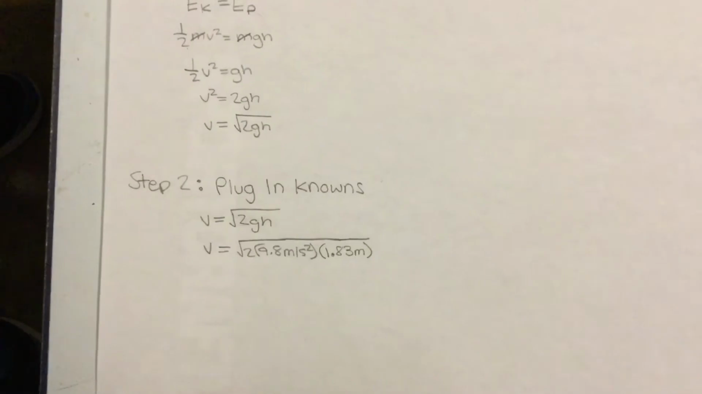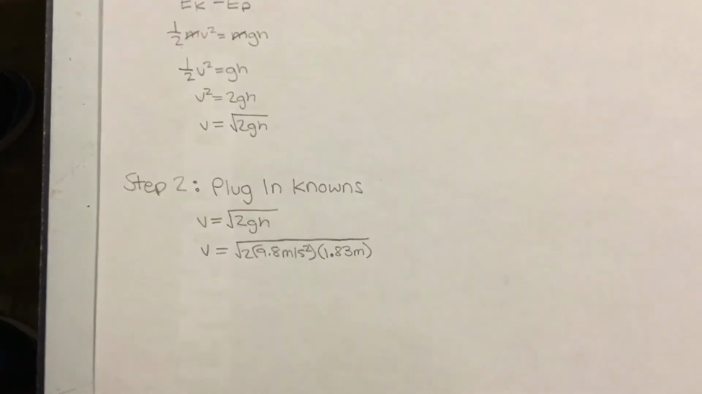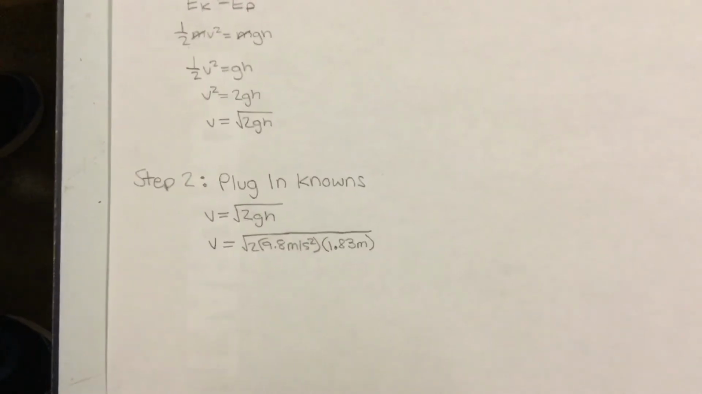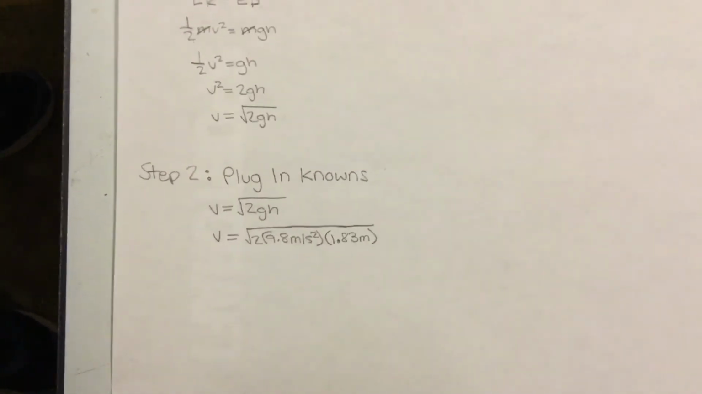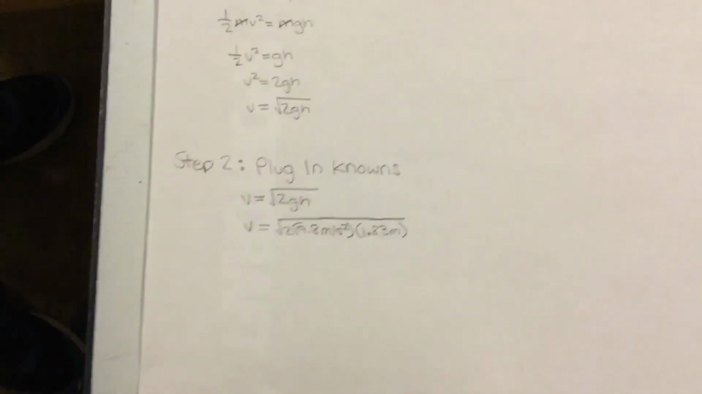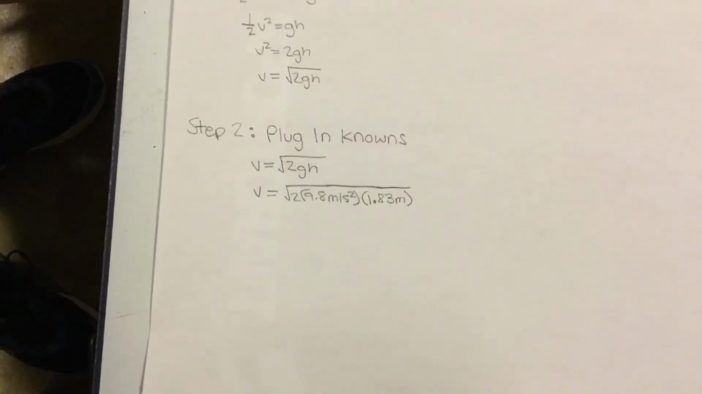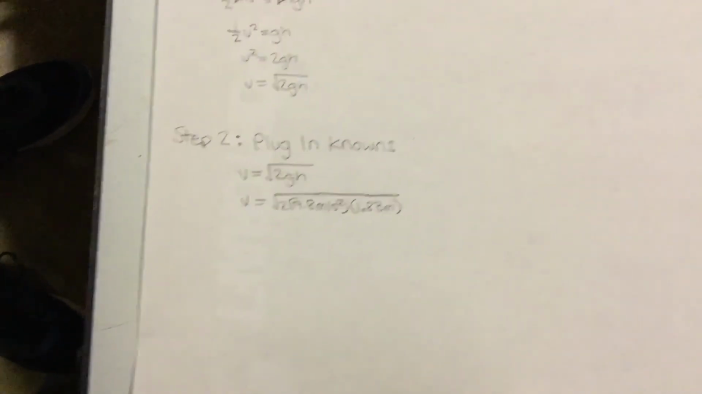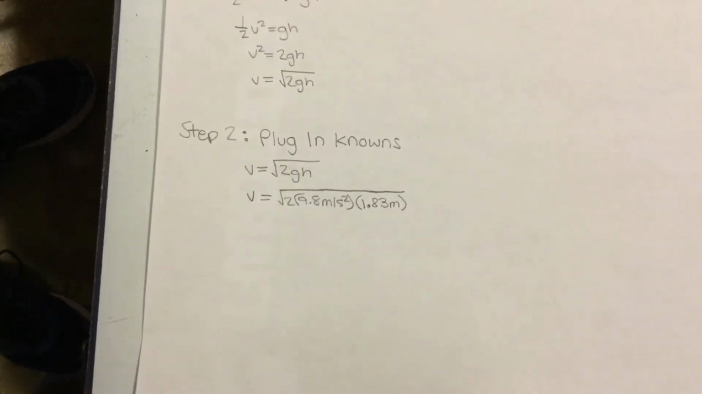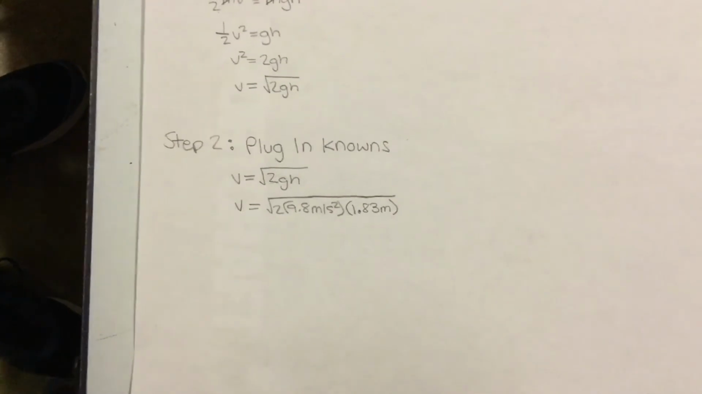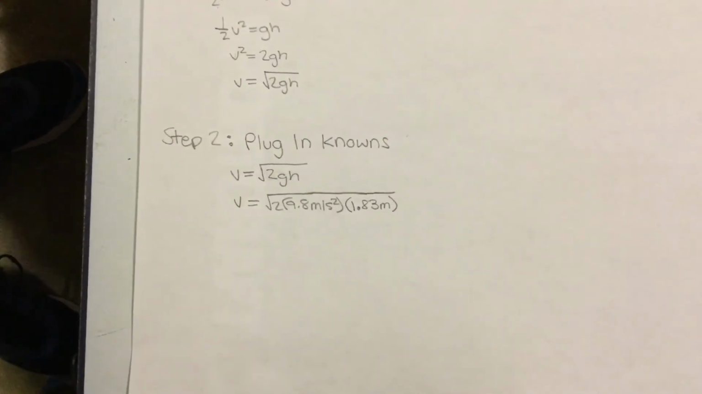Step 2 is to plug in your knowns. So we're going to take the equation from our previous step, which is that velocity equals the square root of 2 times the force of little g times the height. So when we plug in our knowns, we get 2 times little g, which is equal to 9.8 meters per second squared. And then we multiply that by our other known, which was the height of the object that was dropped, which was 6 feet, but that converts to 1.83 meters. And then we take the square root of all of that.